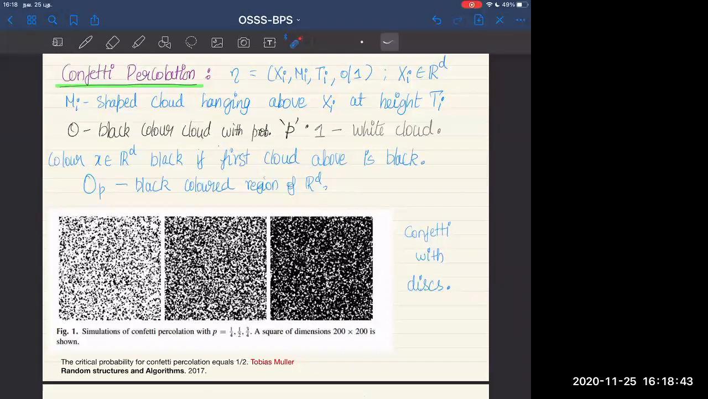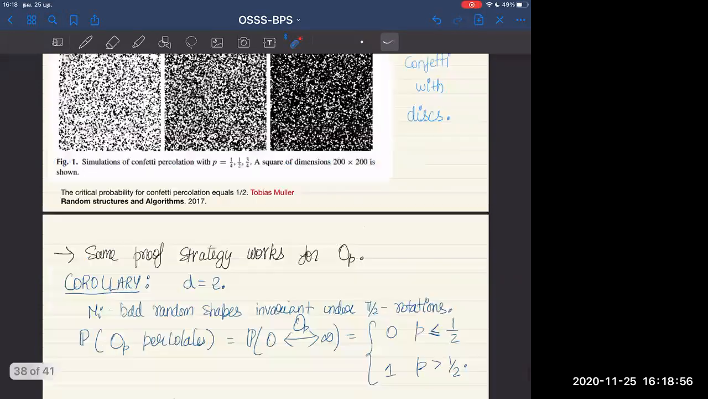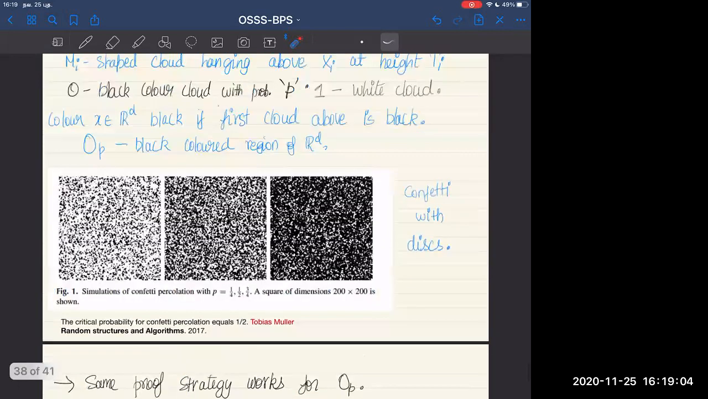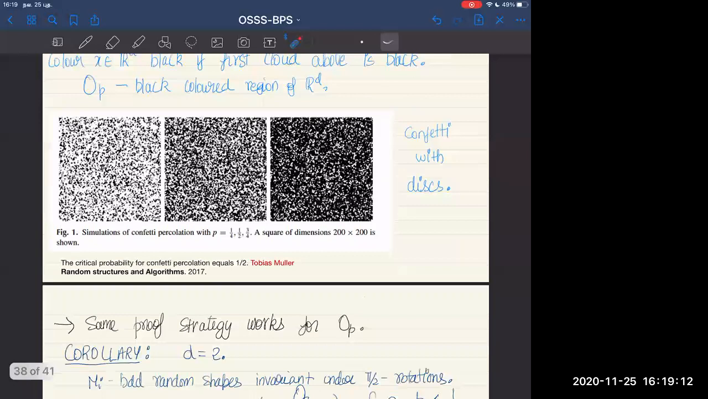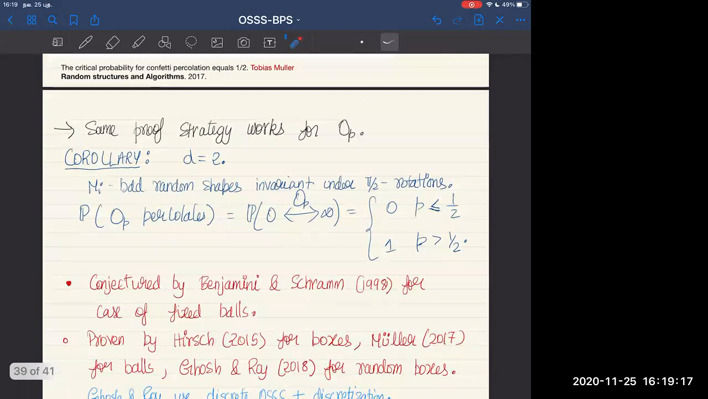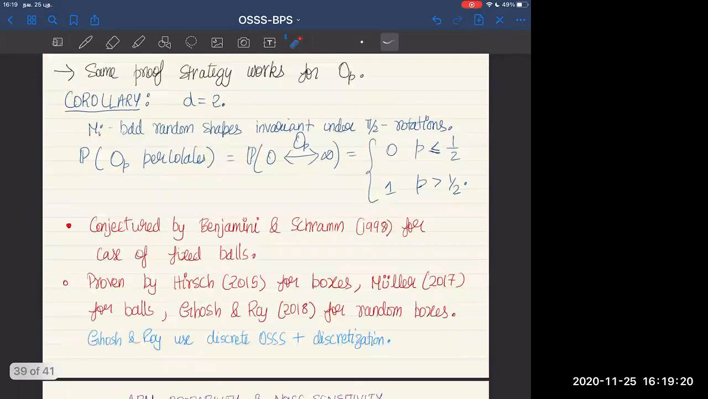This was introduced by Benjamini and Schramm. This is a simulation with disks, for p equal to 1/4, 1/2, and 3/4. As I increase p, it becomes more and more black. Benjamini and Schramm conjectured that when the clouds are fixed disks, the critical probability for percolation should be p equal to half. It was shown by Tobias Müller in 2017, and we get the same result, but we don't need disks alone.